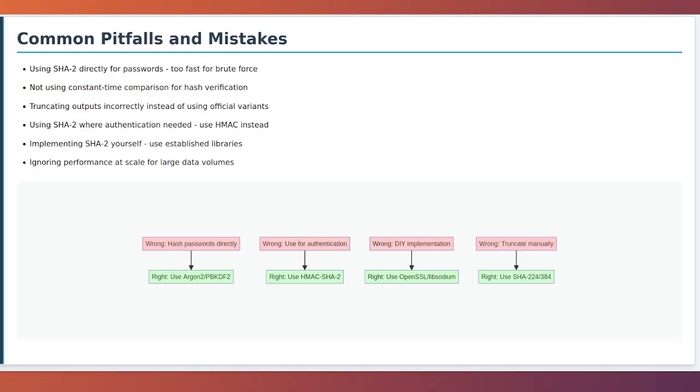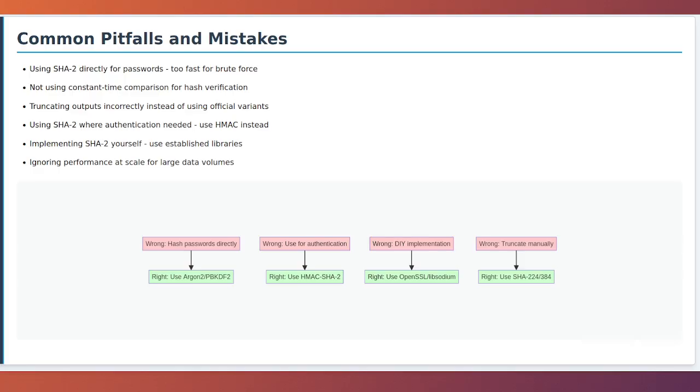Mistake 2 is comparing hashes using string comparison functions. When verifying hashes in security contexts, use constant time comparison to prevent timing attacks. Standard string comparison might return early when it finds a difference, potentially leaking information about the hash. Mistake 3 is truncating outputs incorrectly. Don't just take the first n bits of SHA-256 if you need a shorter hash. Use SHA-224 or SHA-512/256, which are designed for truncation.